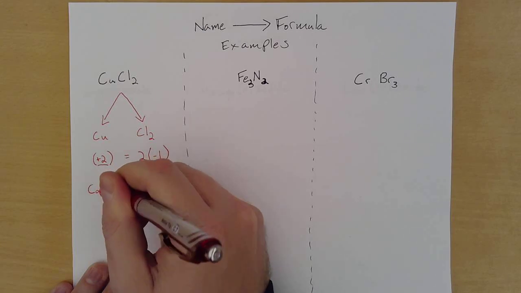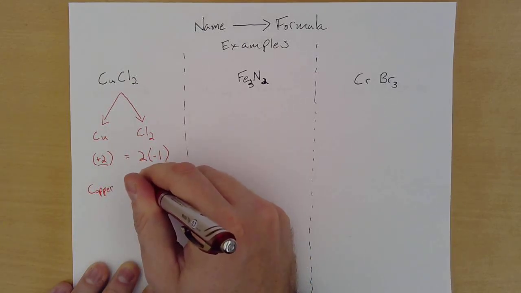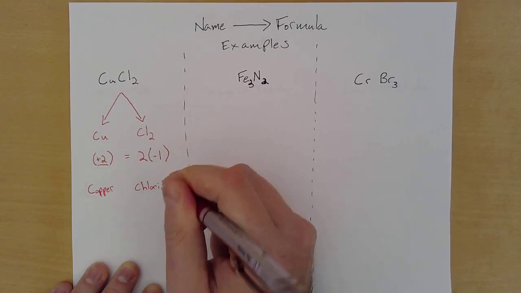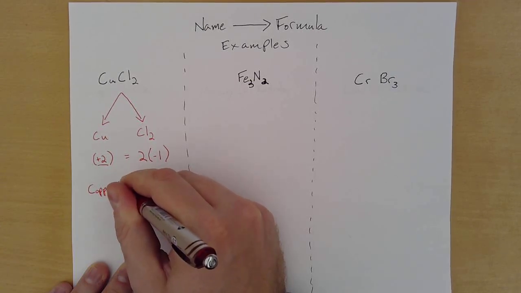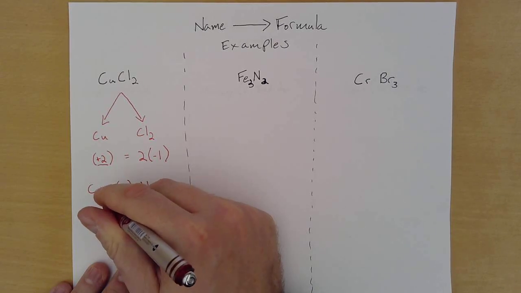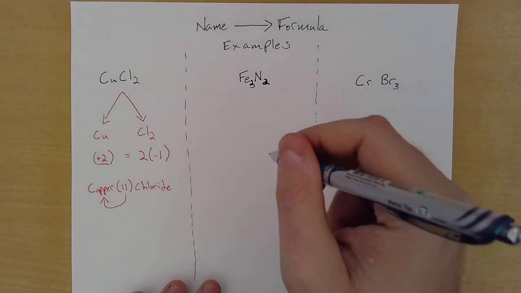C-O-P-P-E-R, right? Copper. Then I'm going to write the next part, chloride. And then I have to just indicate what the charge is on that copper. So it's a 2. Remember, that charge, these are telling me what the charge is of that metal. Okay, it's not talking about this over here. It's talking about the thing in front of it. Okay, so let's do that same thing over here for iron.